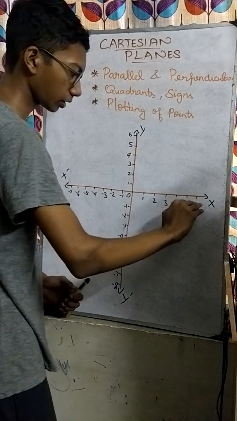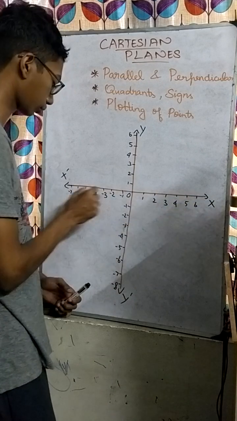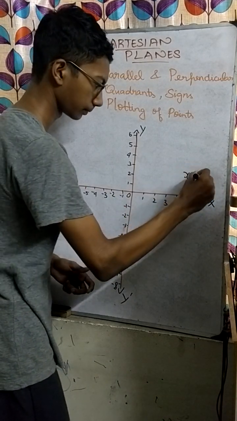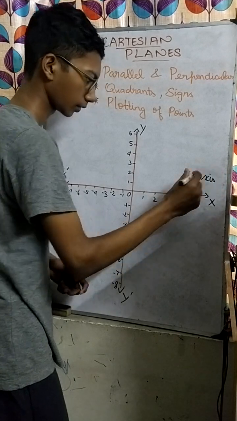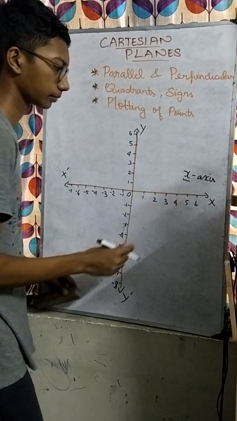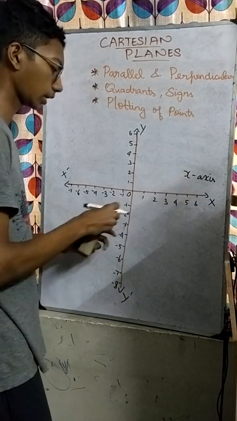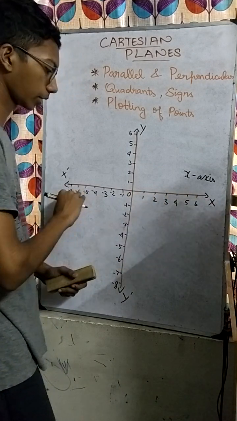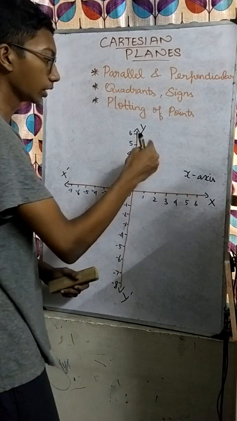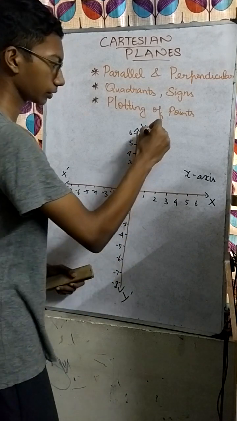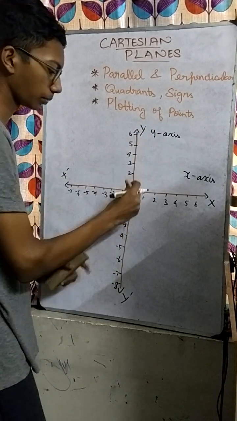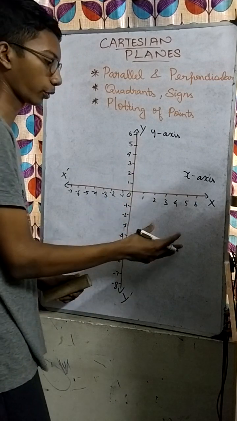So this horizontal line, that is from x to x dash as I have marked, is called the x-axis. Here x should be a small letter. So this horizontal line is called the x-axis. This is the primary or the basic line we will use. And this vertical line is called the y-axis. This is the basic line we will use for plotting the points.